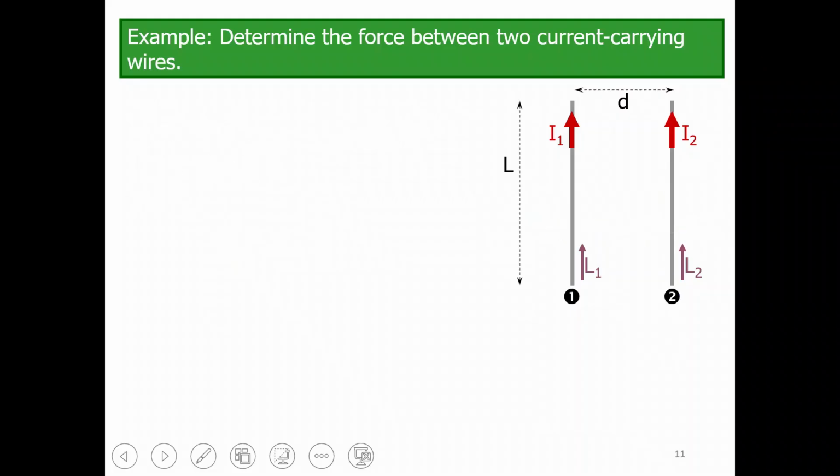So how do we find that? If we want to find the force between the two current carrying wires, in this case we have I1 and I2 going up. They're separated by a distance d. The length vector is in the same direction as I, and the length of these two wires is the same.